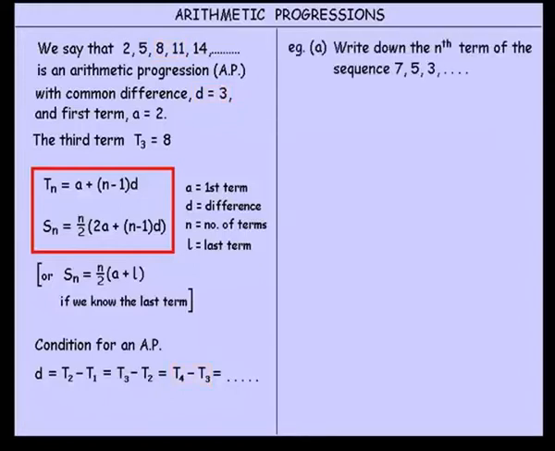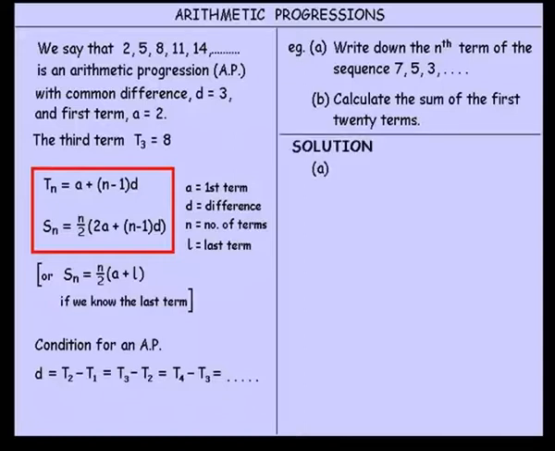Terrific. Let's look at an example now. We're asked to write down the nth term of the sequence 7, 5, 3. Okay, that sequence continues. Then in part B, calculate the sum of the first 20 terms. Well, let's solve part A firstly.